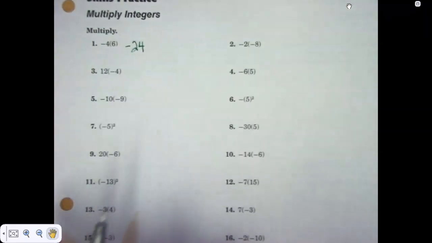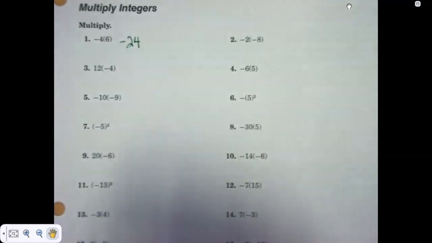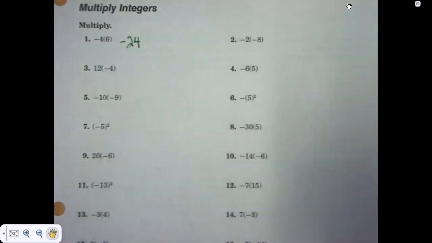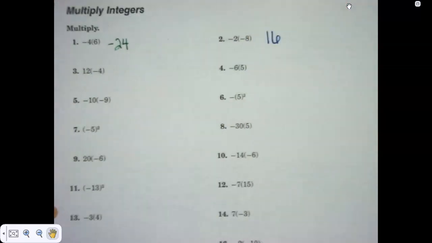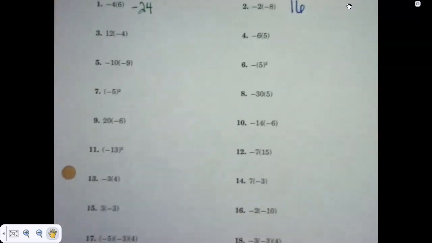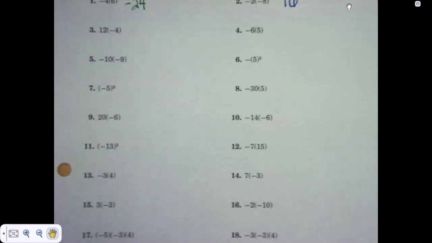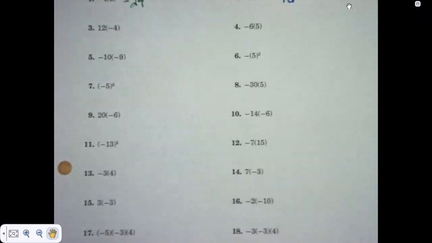All right. Look at number 2. Negative 2 times negative 8. Raise your hand if you can tell me the product for problem number 2. Somebody besides Elijah. Mackenzie. It is 16, right? It's positive 16.